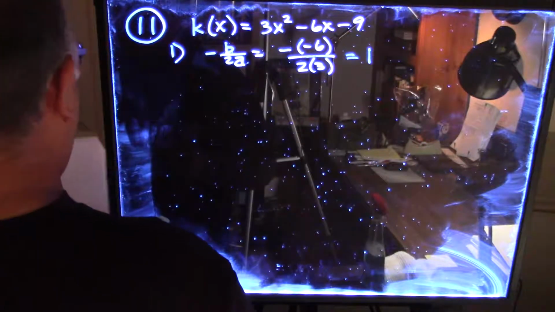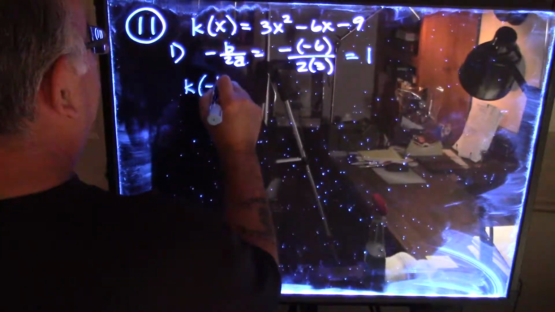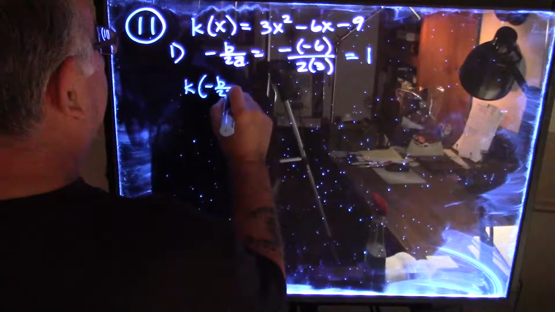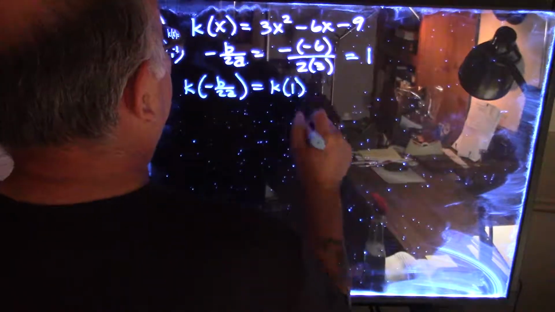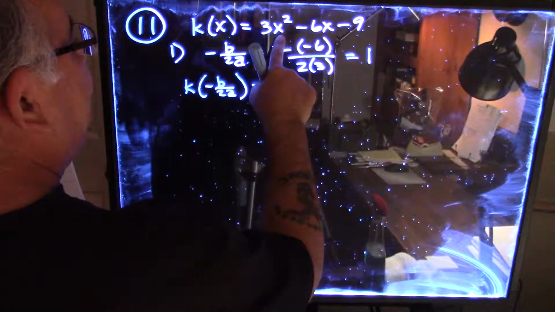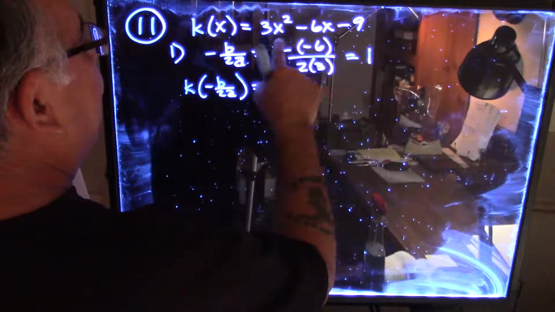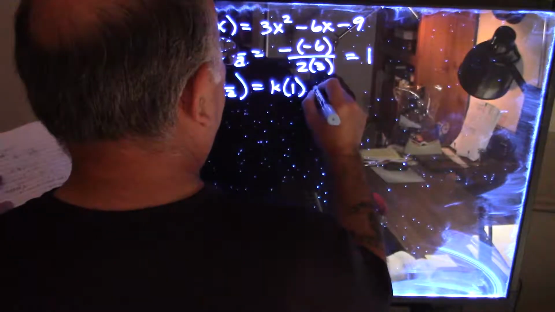And then we've got k of that. K of negative b over 2a. So that's k of 1. And that's not bad either. 3 times 1 squared, that's 3, minus 6 times 1. 3 minus 6 minus 9, which is negative 12.